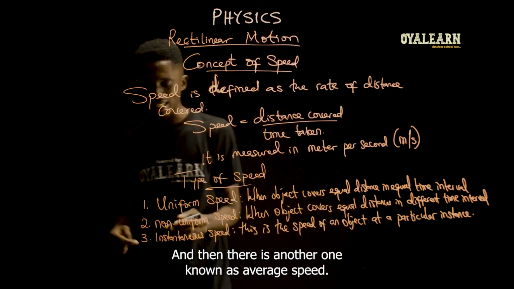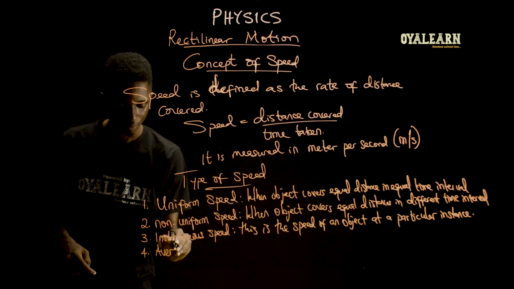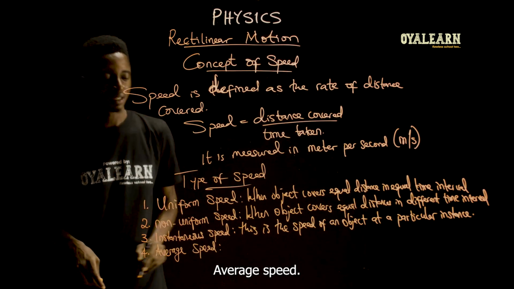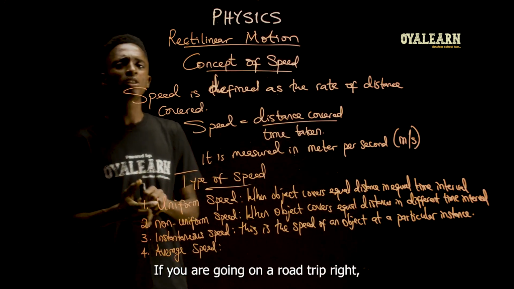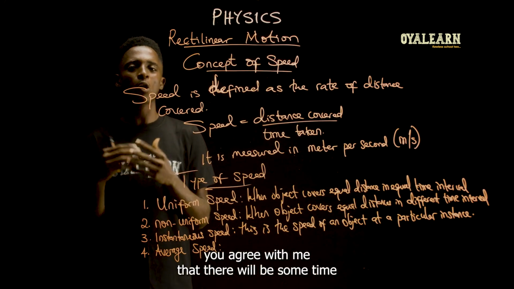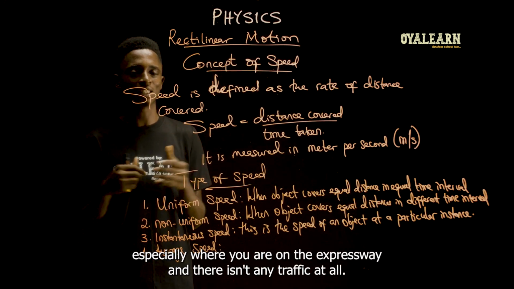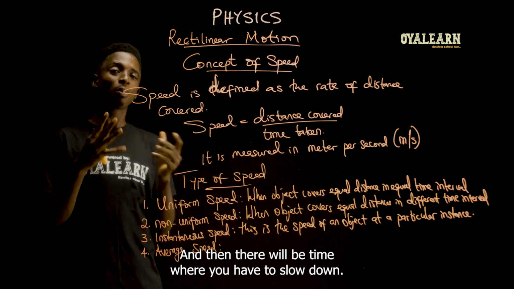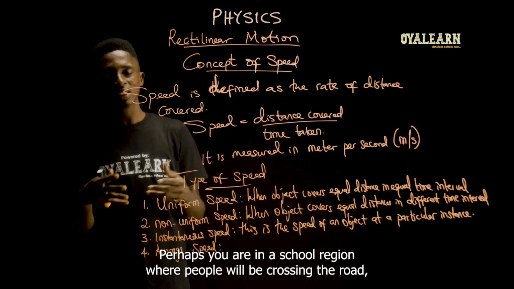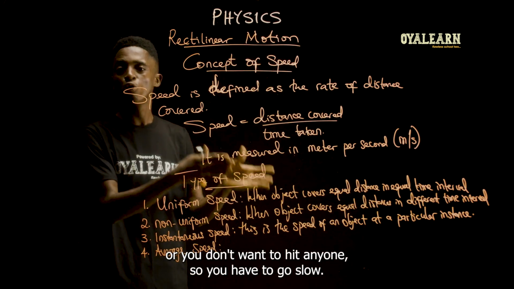And then there's another one known as average speed. Now, to explain this, if you were going on a road trip, you agree with me that there will be some time where you'll be moving very fast, especially where you are on the express and there isn't any traffic at all. And then there will be time when you have to slow down. Perhaps you are in a school region where people will be crossing the road and you don't want to meet with an accident or hit anyone. So you have to go slow at that point.